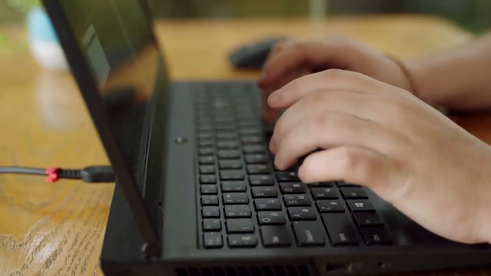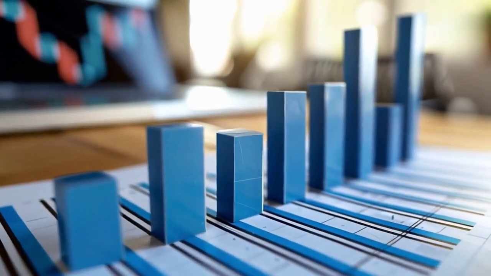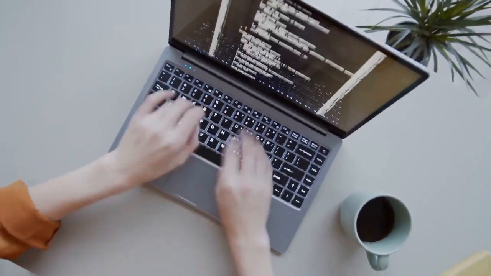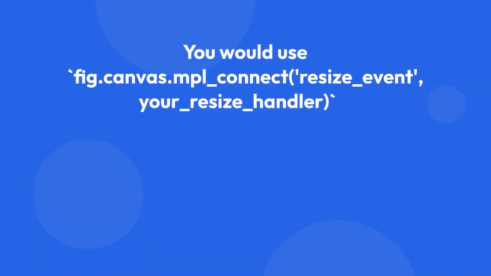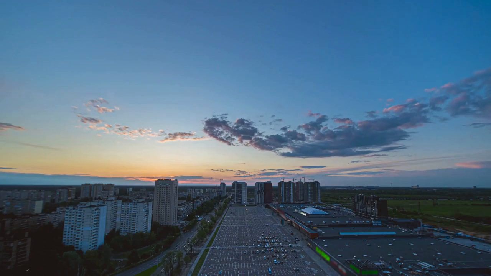If you're trying to make the animation respond to window resizes, you need to connect a resize event handler to the figure, not the FuncAnimation object. This event handler will be called whenever the figure's size changes, allowing you to update the animation or the plot elements accordingly. You would use fig.canvas.mpl_connect('resize_event', your_resize_handler), where your_resize_handler is the function that handles the resize event, adjusting plot elements to fit the new window size.